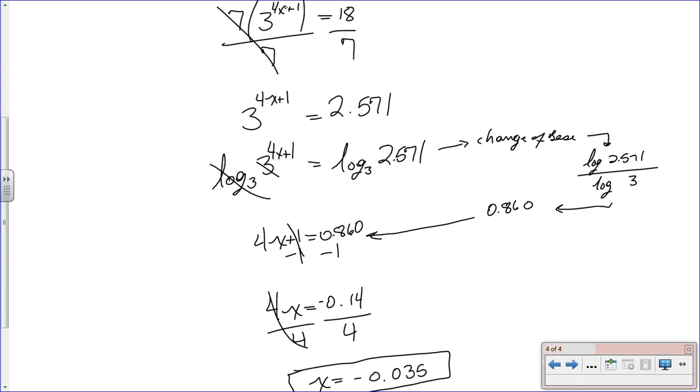Alright, and like I said, there's no ticket in the door for this one. This is the last problem we're going to go over. I don't think we really need to go over much more for this.